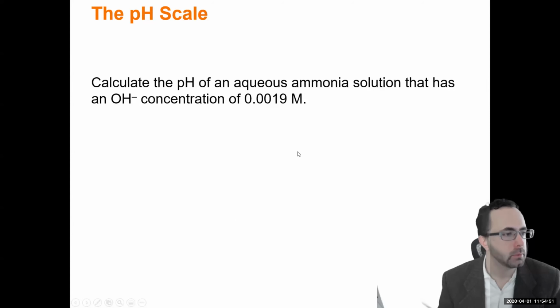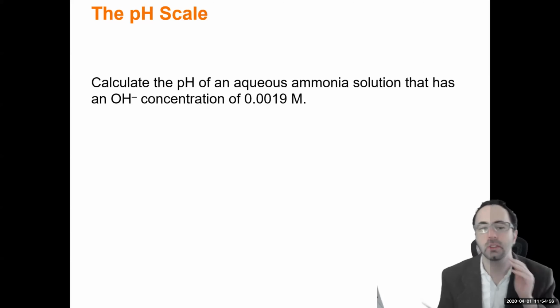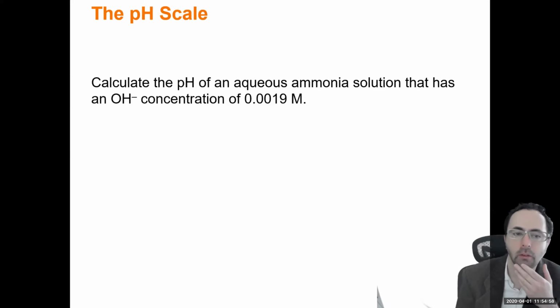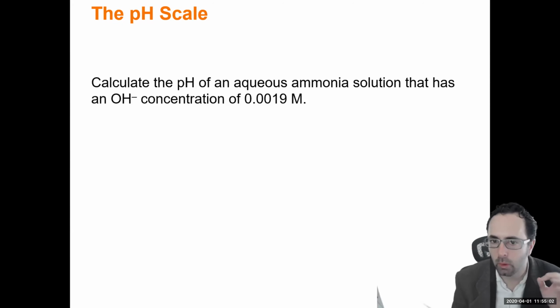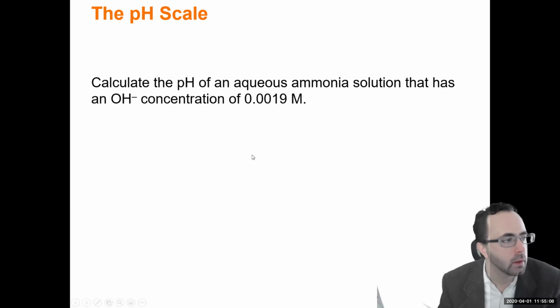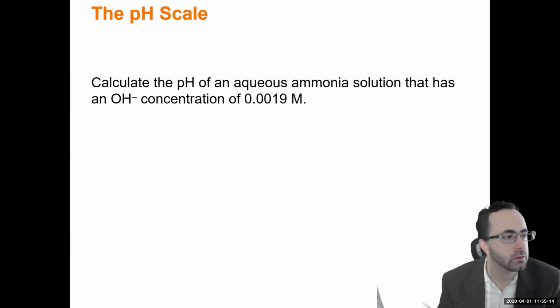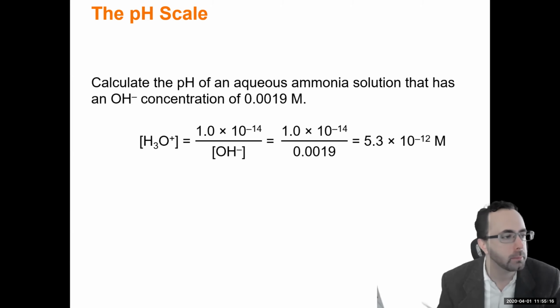Okay, so here's another one. This one will involve an extra step. It says calculate the pH of an ammonia solution that has hydroxide concentration 0.0019 molar. There's a couple of ways you can approach a problem like this. You can get the pOH first, or you can get the hydronium concentration first. And I'm going to show you both ways.